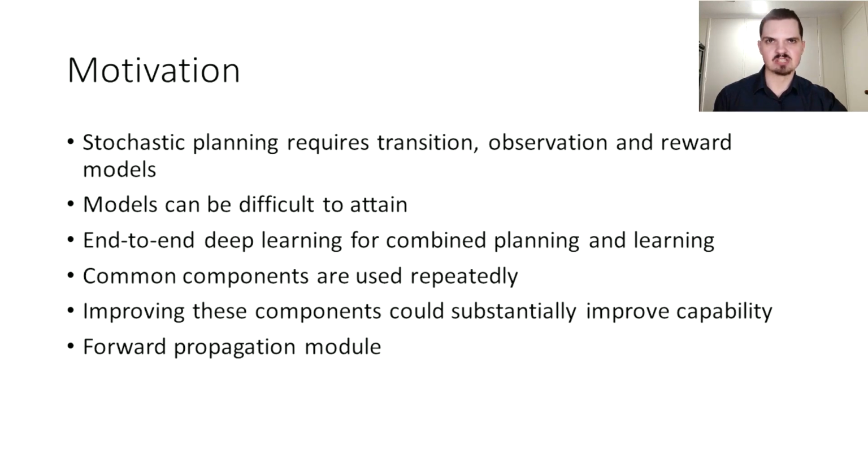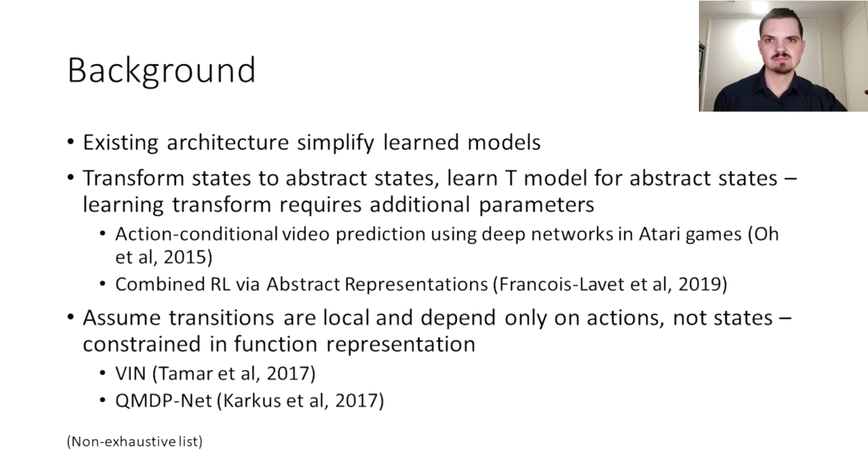This paper focuses on improving the efficiency of one such component, the forward propagation module. That is, the neural network component that propagates information on the basis of learned stochastic models of the state transition function. A straightforward implementation of the forward propagation module often requires many parameters to be learned. Therefore, to reduce training time and data requirement, existing architectures simplify the models being learned.